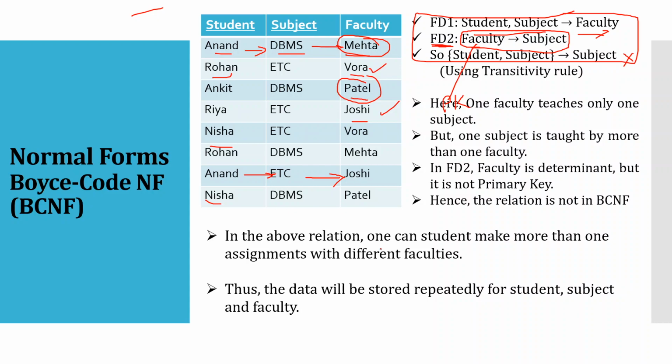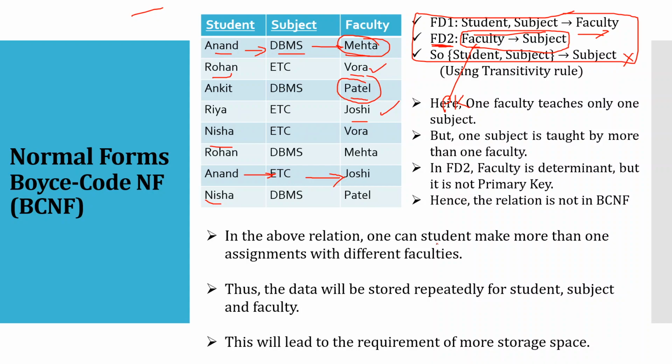So we need to avoid this also because we do not want redundancy of data, right? So the data will be stored repeatedly for student, subject as well as the faculty, right? So now this will lead to the requirement of large storage space. So as the assignments increase, the data and the rows will get increased, right? So we'll require a large database for storing such type of data. Till here, is this clear, guys?